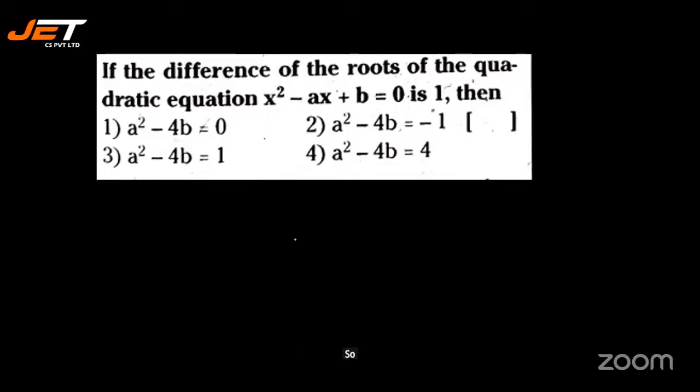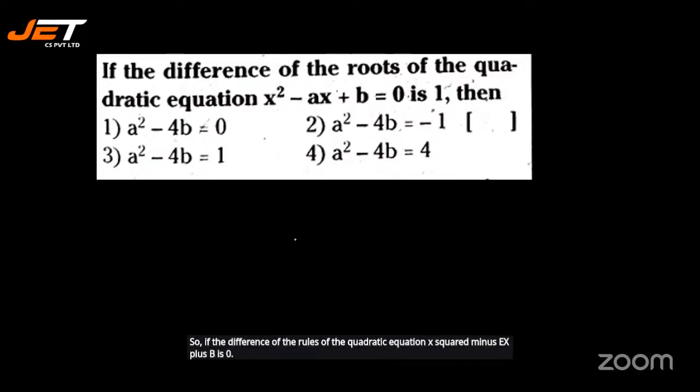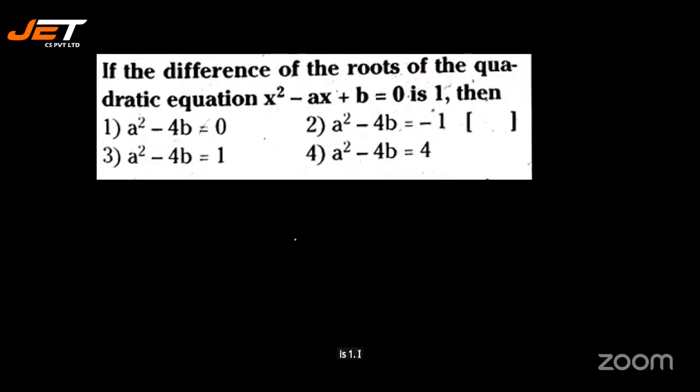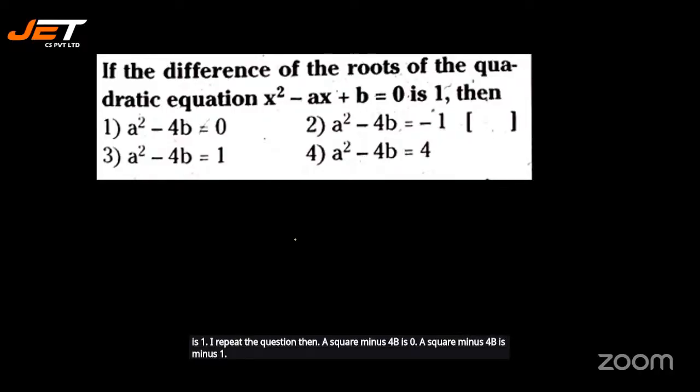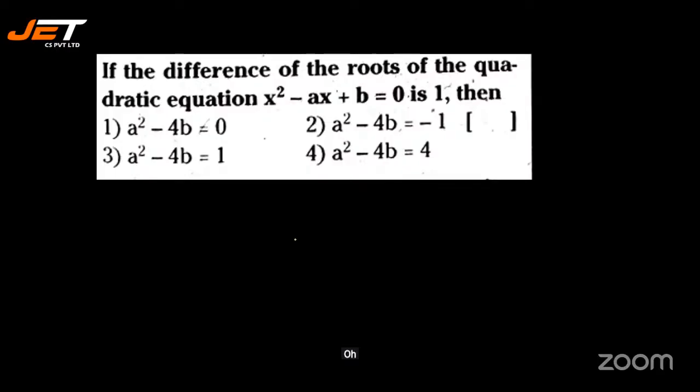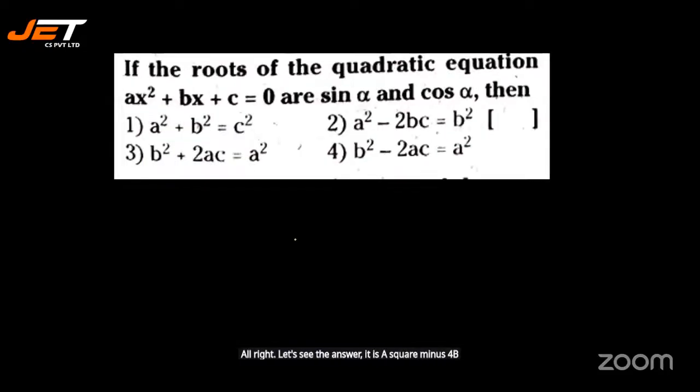So if the difference of the roots of the quadratic equation x square minus ax plus b is 0 is 1. I repeat the question then. A square minus 4b is 0. A square minus 4b is minus 1. A square minus 4b is 1. A square minus 4b is 4. Let's see the answer. It is a square minus 4b is equal to 1. All right. Now let's move on to the next question.